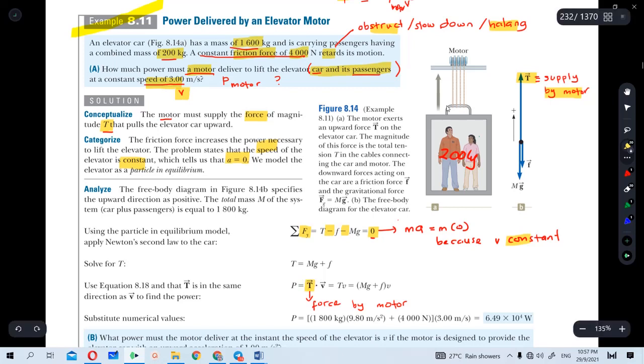Therefore, a simple calculation: if you would like to calculate power, it is T times V, where V is 3 meter per second, and the whole weight is 1,800, plus the friction 4,000. You find that the required power is 6.49 times 10 to the power of 4 watts. So 6.49 times 10 to the power of 4 joule will be expended within 1 second.